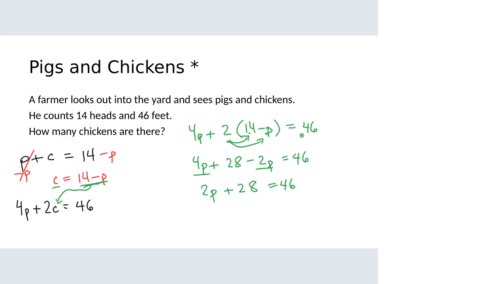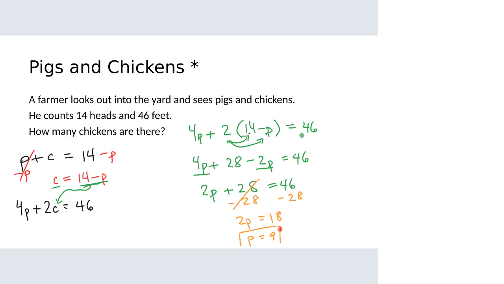Like we saw last time, we're trying to get P by itself, so we want to get the term with P by itself. On the left side of the equals, we want to peel it from the outside in, get rid of that 28 first. We'll subtract 28 from both sides. It cancels on this side, leaving us just the 2P. And 46 minus 28 is 18. We'll divide both sides by 2, and P is equal to 9.